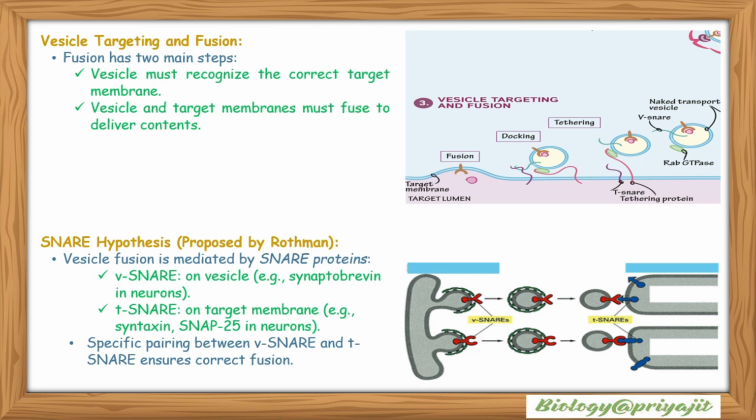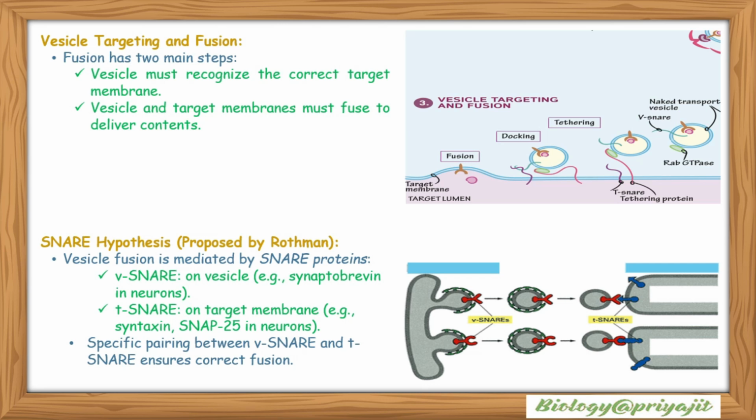So the vesicular targeting and fusion. The process of vesicular fusion has two main steps. First of all, the vesicle must recognize the correct target membrane. Then the vesicle and target membrane must fuse to deliver contents. So this is the image showing vesicular targeting and vesicular fusion.